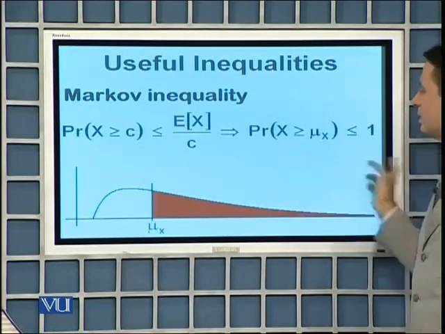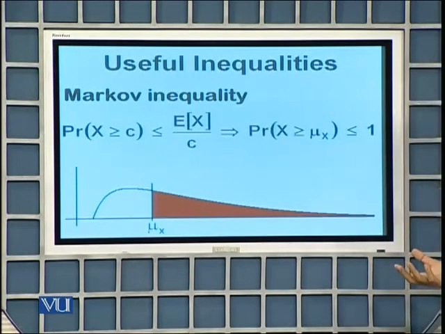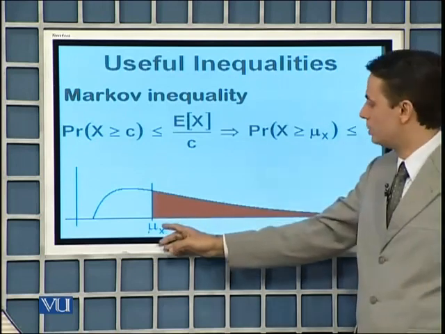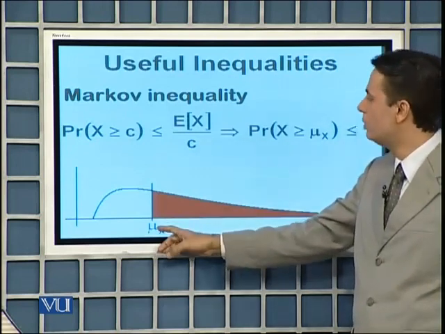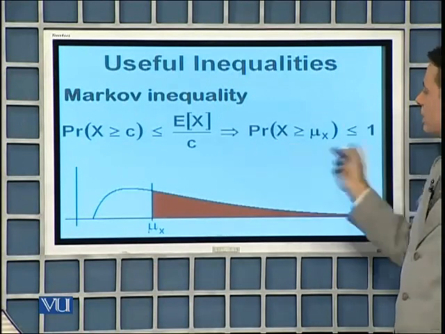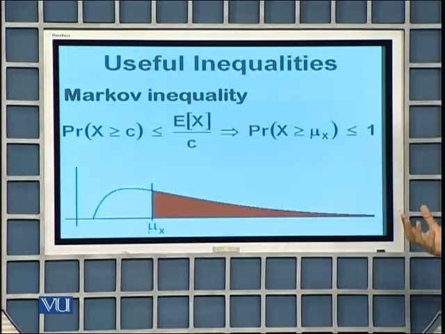Actually, this expression does not say anything new. Probability of any event is always less than or equal to 1. So if you pick your c to be equal to mu x, you get this upper bound of 1, which is kind of meaningless because the probability of any event is going to be a number which is less than or equal to 1.